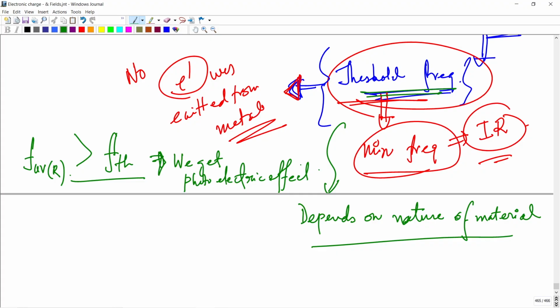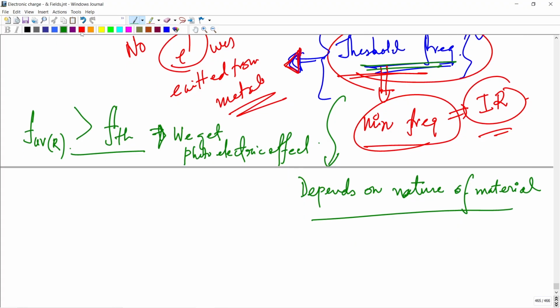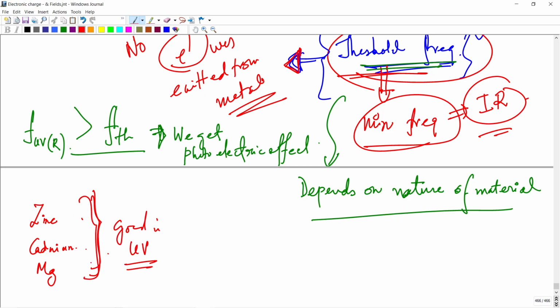So there is an emitter plate here. Suppose the emitter plate is zinc, cadmium, or magnesium. These have a good response to UV rays, that is, to short wavelengths.